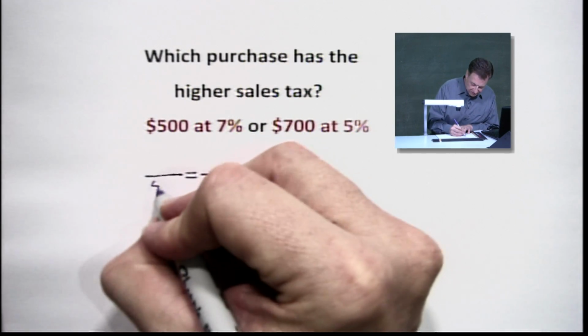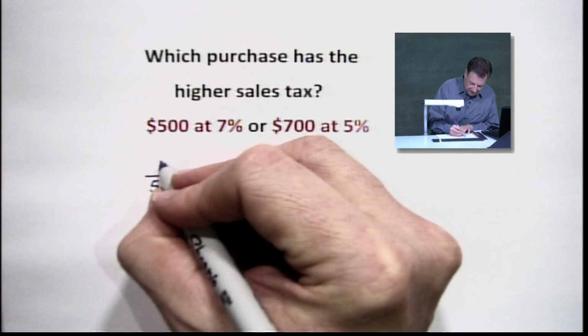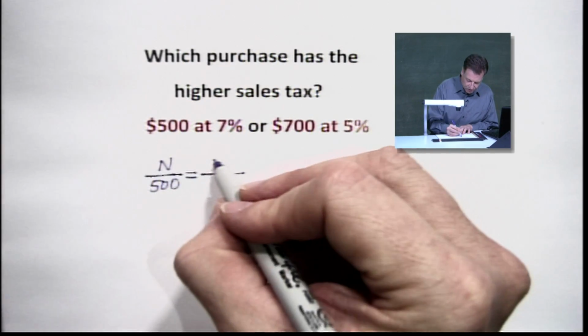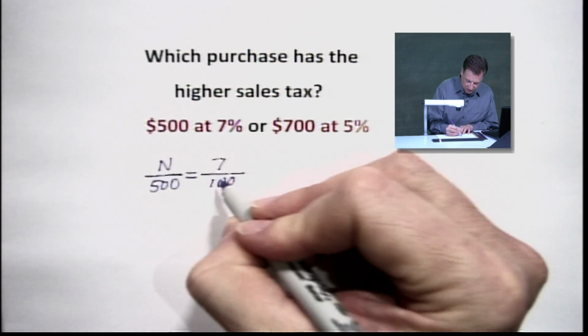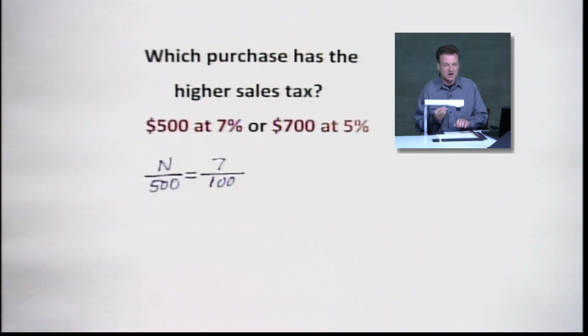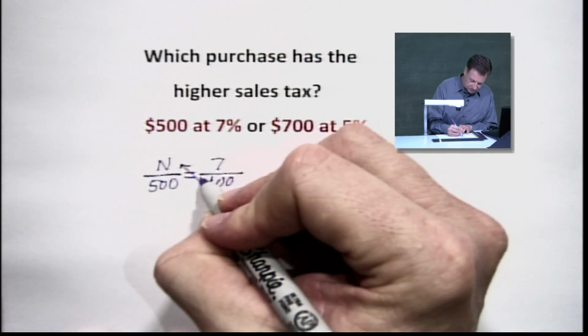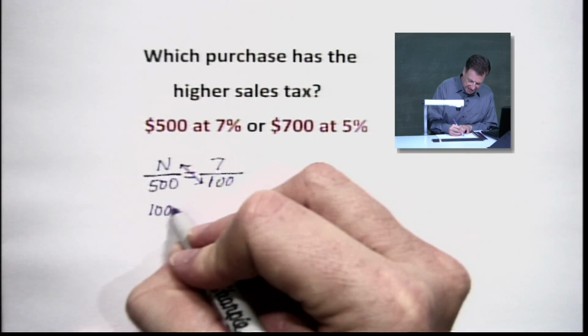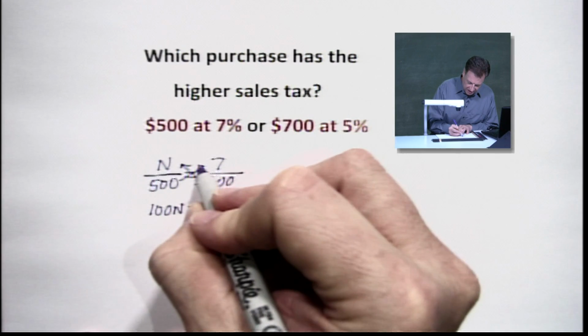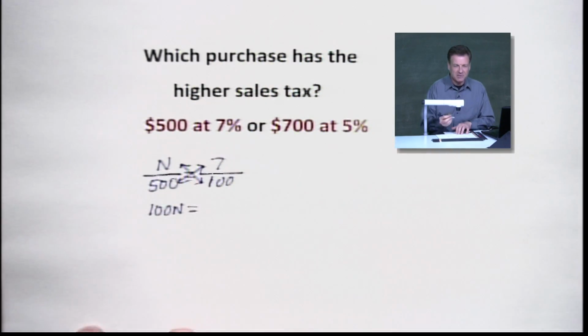So we're going to put 500 as our base. N is the sales tax, and we know percent always goes over 100. Yes, so 7 over 100. This one is easy, dear friends. Let's cross multiply. You got 100 N. Go the other direction. You've got 5 times 70. Everybody knows your times tables, right?